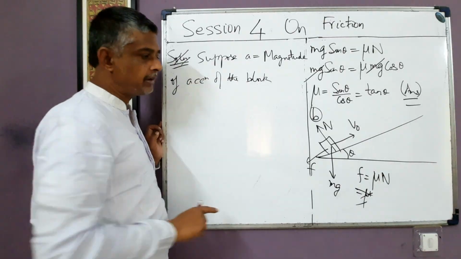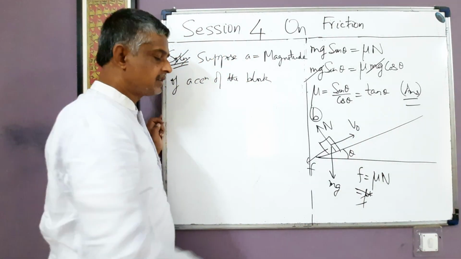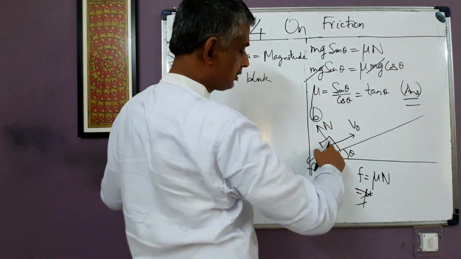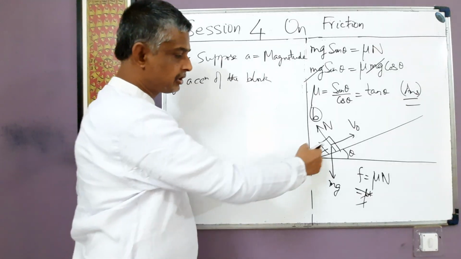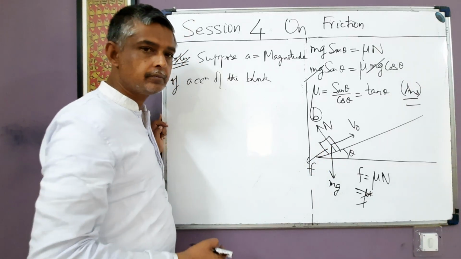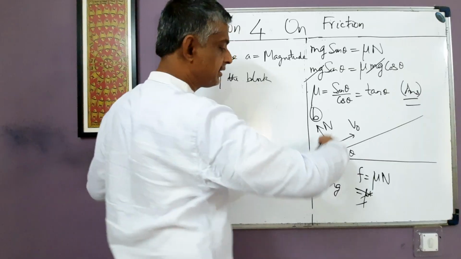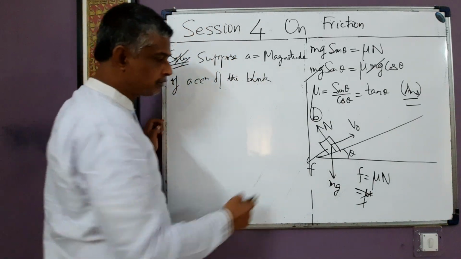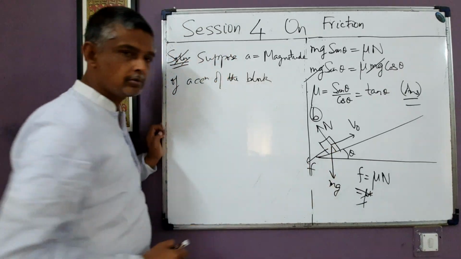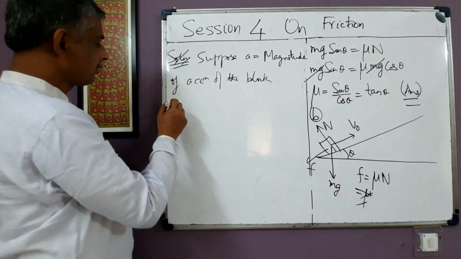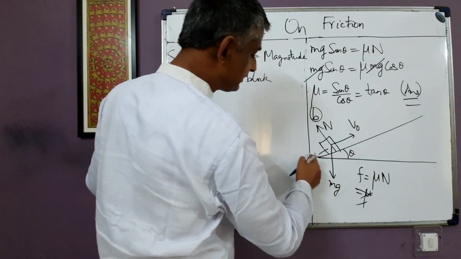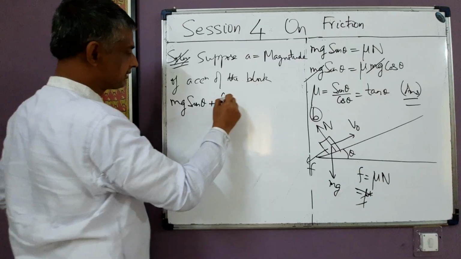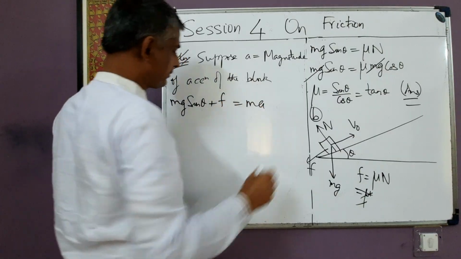So one thing has to be noted: while it is moving up the inclined plane, it is accelerating in the downward direction, because the net force on the block is down the incline. Friction is down the incline, and mg sin theta is also down the incline. So the net force on the block while moving up the incline is in the downward direction, and its magnitude has been taken to be A. Now I apply Newton's second law to this block down the incline during its upward journey. The net force on the block down the incline will be mg sin theta plus F, which equals m times A.